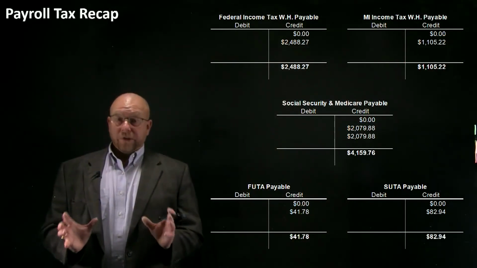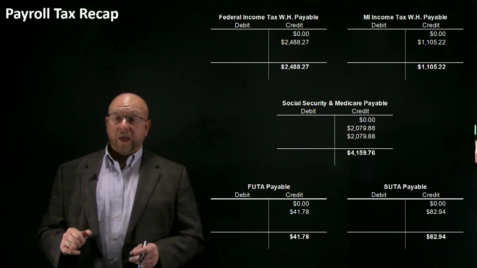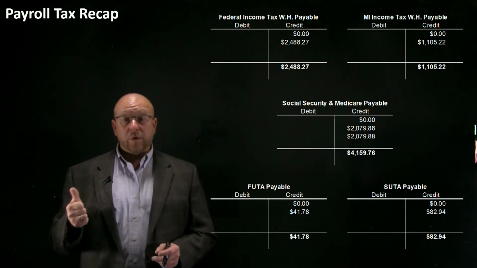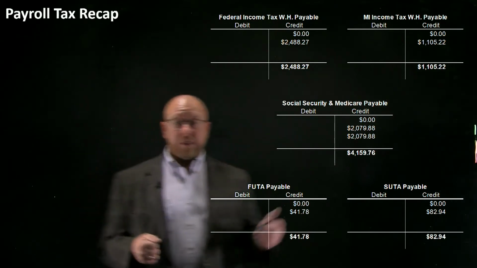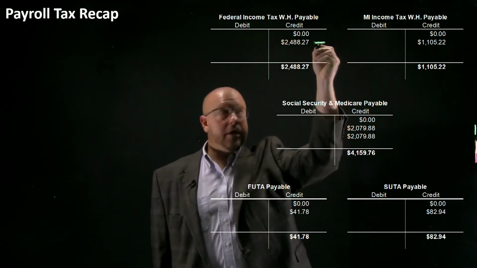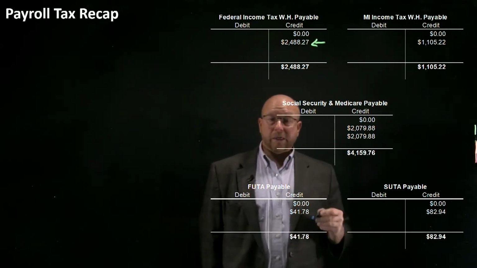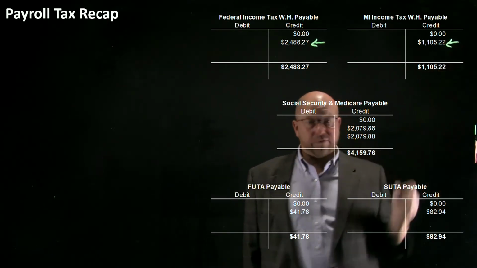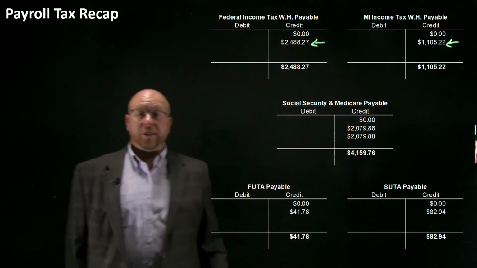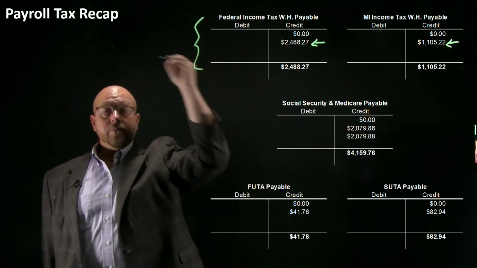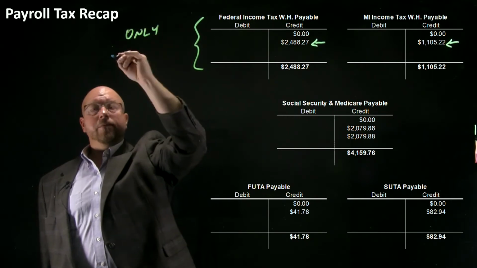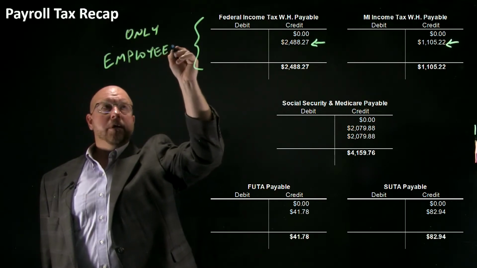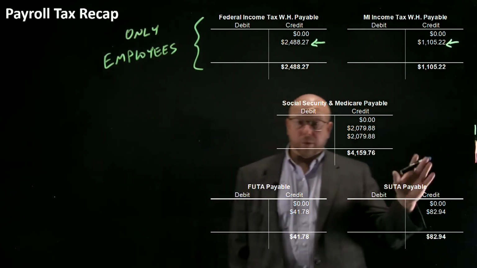This is a recap of the journal entries that we just recorded. As you might recall, we had one journal entry to record the actual payroll, which included employee withholdings, which are current liabilities. This is the amount that we credited to federal income tax withheld payable. That is a current liability to the U.S. Treasury, and this was also withheld from employees' paychecks for the state of Michigan. That's going to be due to the state of Michigan. These withholdings only come from the employee. In other words, these are amounts that were withheld from the paychecks of multiple employees.